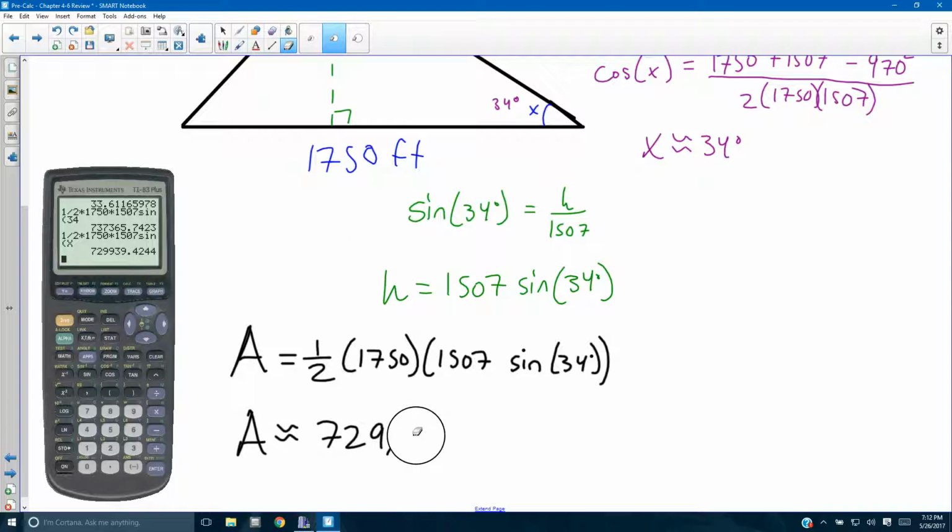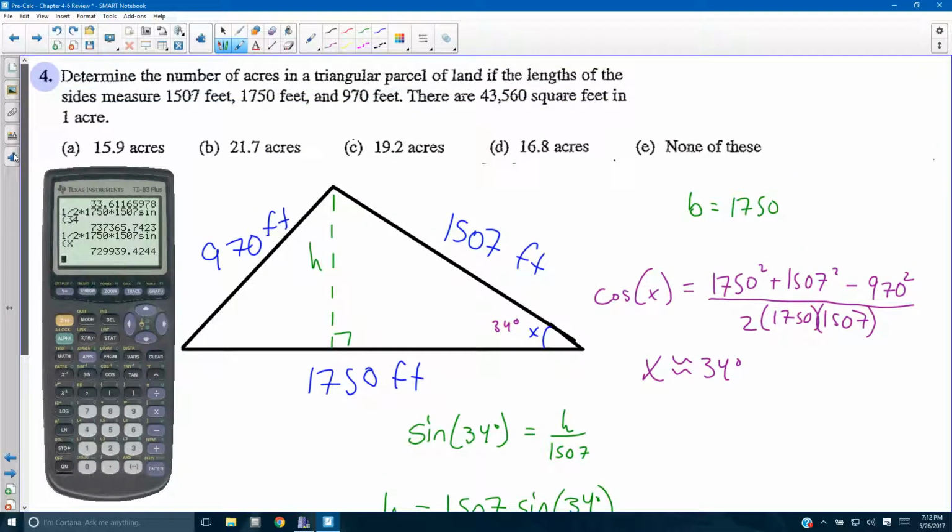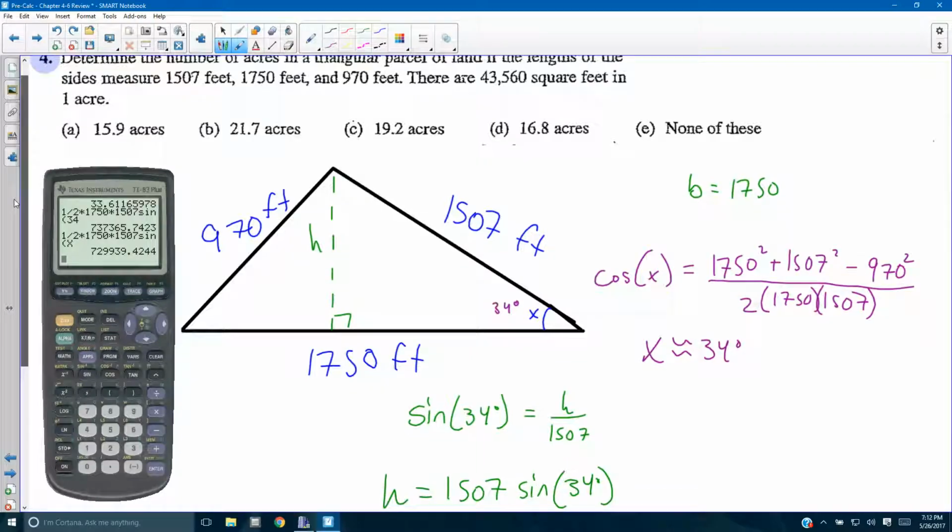729,939.4244 square feet. What we have to do from here is convert this into... I can't write anymore. I've run out of steam. What we have to do is convert this to acres. Now they give us the unit of measurement there. They tell us there are 43,560 square feet in 1 acre.